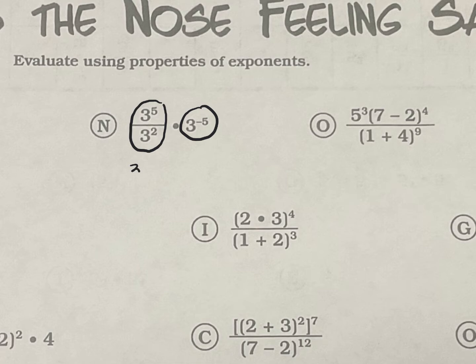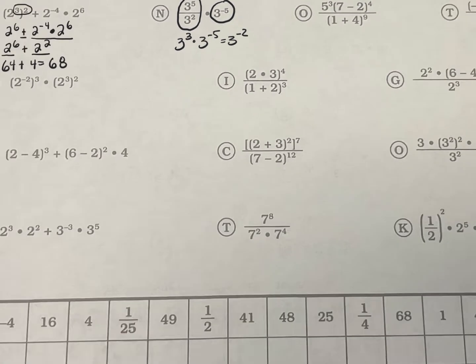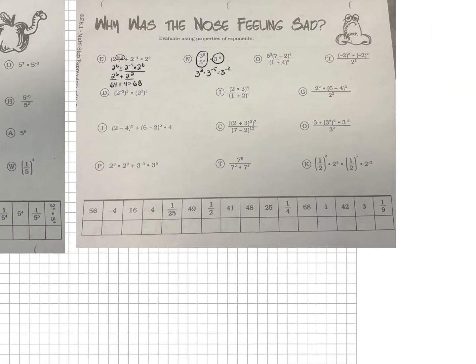So this should be 3 to the 3rd power, because subtraction, times 3 to the negative 5th. We add those together and I get 3 to the negative 2 power. Let's see how the answers look at the bottom. Okay, I'm looking for an actual.